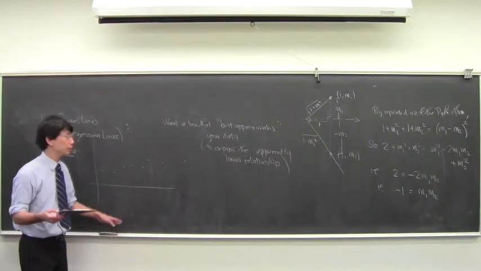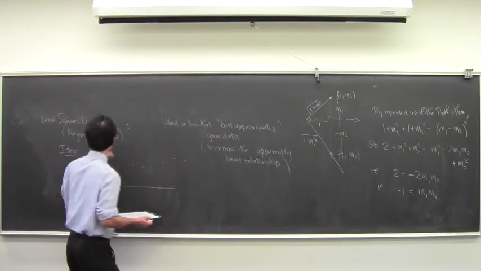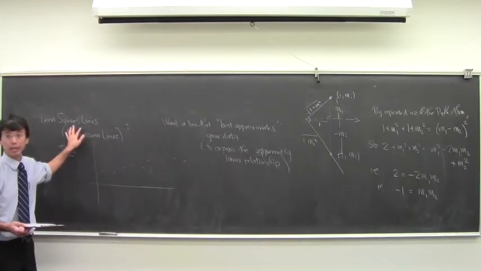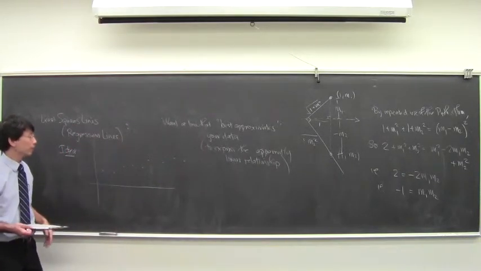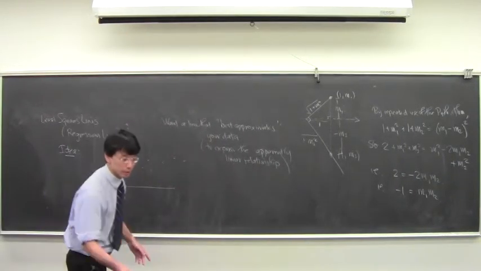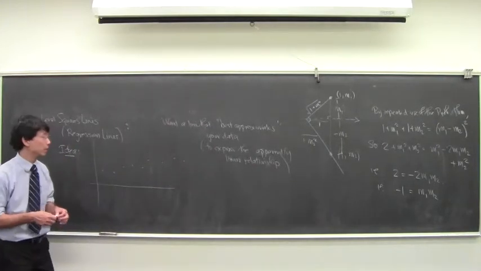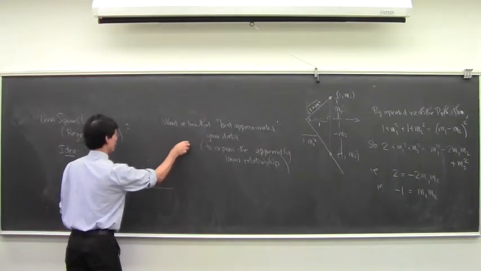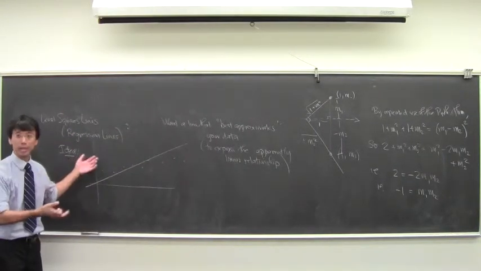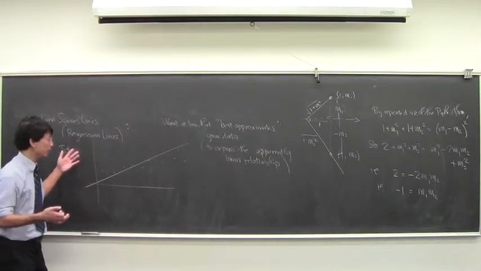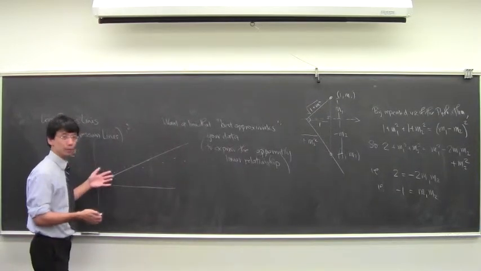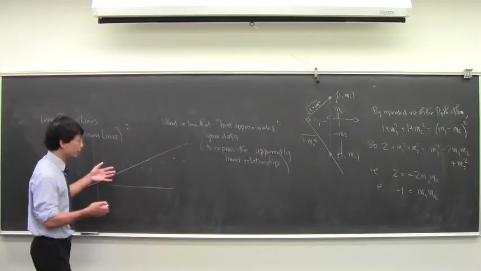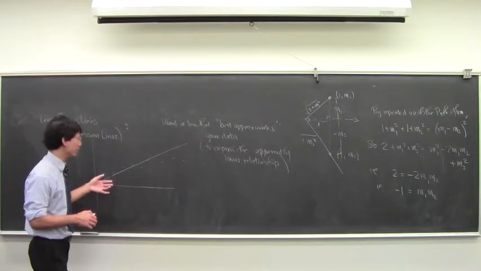There is a line that you can choose. It's called the least squares line, or the regression line. Here's how you choose it. You take some line and ask, is this a good line or a bad line? How do you express the badness or goodness of it mathematically?